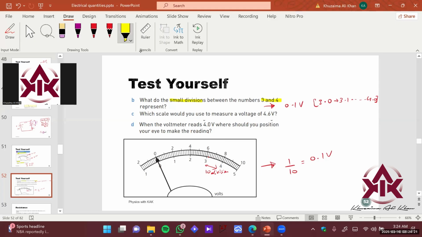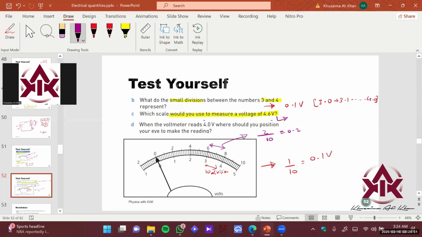Okay, so which scale would you choose to measure a voltage of 4.6? If you want to be very accurate in your readings, which scale do you want to use? You can see that in the bottom scale, I can get readings like 0.5, 0.6. Therefore, I'll be using the bottom scale here, because it has 10 divisions. The top one has a 2 unit difference, so the smallest division for the top one is going to be 2 upon 10. That is going to be 0.2.